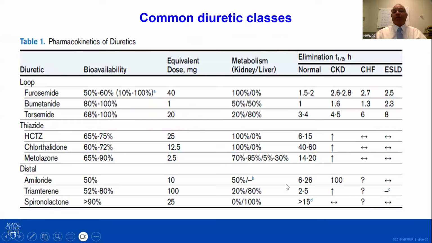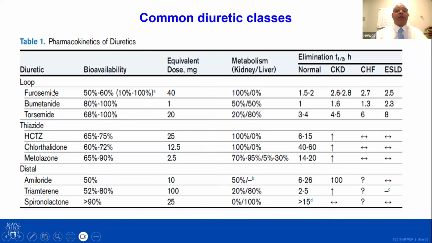This slide is very important. If you want to take one slide out of this whole talk, this is it. This is the slide that you need to take, because nephrologists are very smart and they need to know this like the back of their hand.